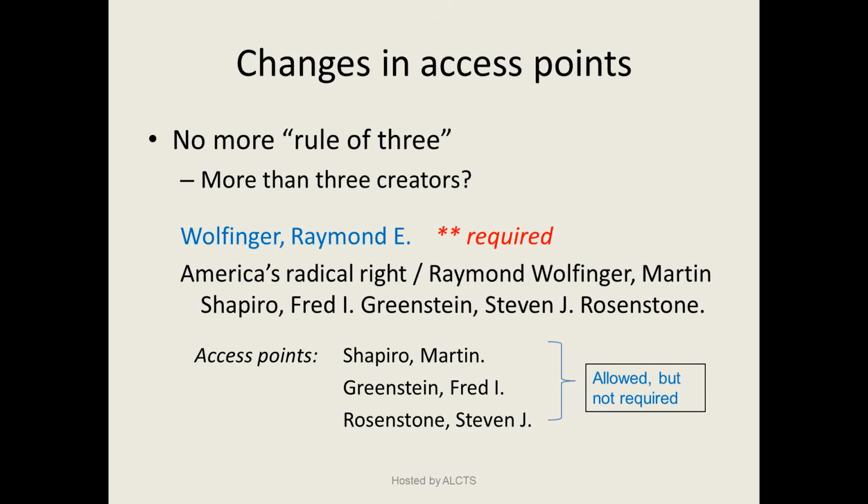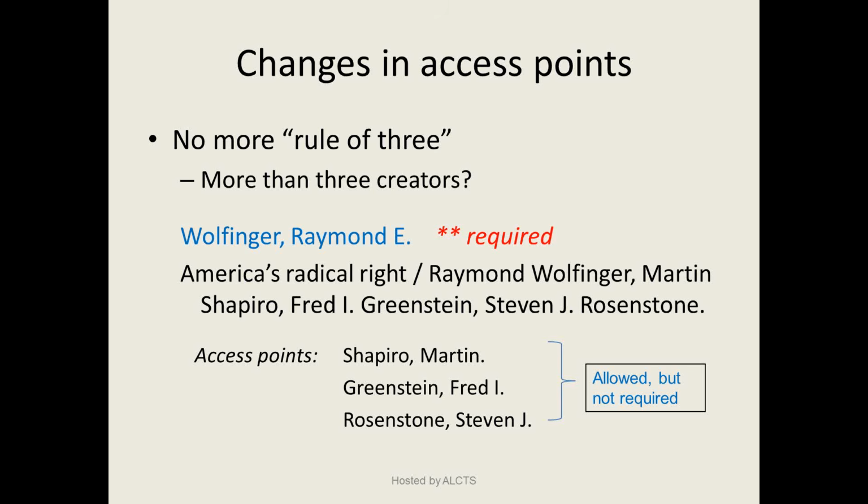The rule of 3 also affects access points. In AACR2, if there are 1, 2, or 3 authors, you give author entries for all. But if there are more than 3, you give only the first. If the 4th or 5th author was someone important to your community, you might want to give an author entry, but you should not according to the rules. In fact, in this situation, under AACR2, authors beyond the first are not normally mentioned in the record at all, so cannot be found even using keyword.